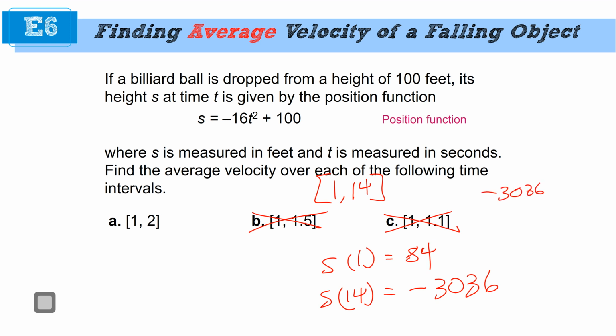Negative 3,036 minus 84 over 14 minus 1. Negative 240 feet per second. Does that make any sense whatsoever? No. So something's wrong here. What's wrong is the fact that the ball hits the ground and stops moving.